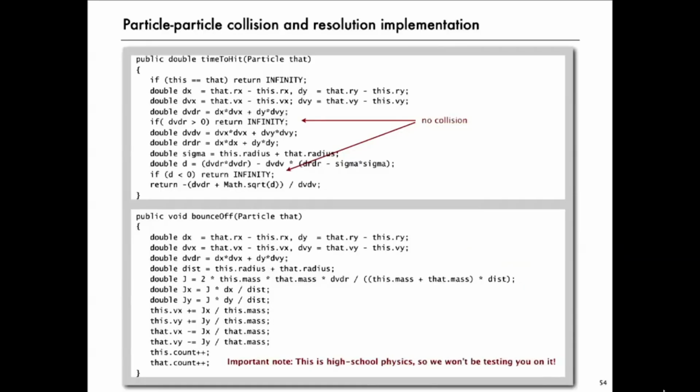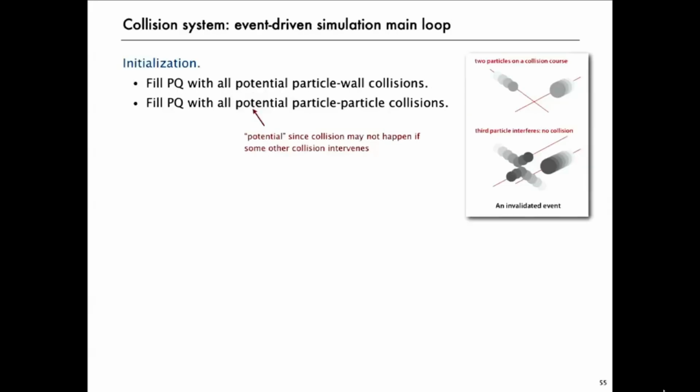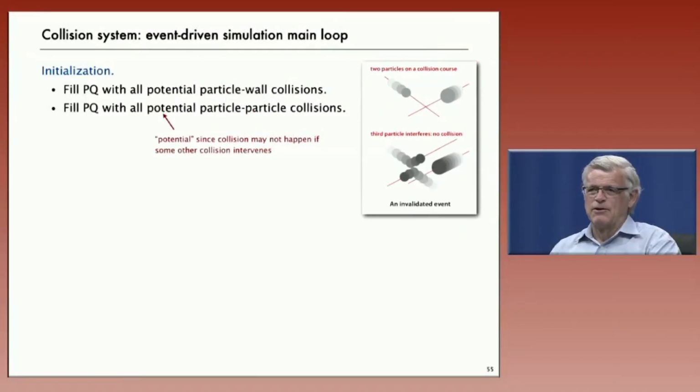And this is what they look like. And again, this is high school physics, so we're not going to do it in detail, other than to point out it's really not a huge amount of code. Lots of dx's and dy's and dv's, but really not a huge amount of code. And the other point is we're going to return infinity if there's no collision at all. So that is going to keep that event on the priority queue forever. Okay, so that's the procedures that we need, and then there's similar ones for the horizontal and vertical walls.